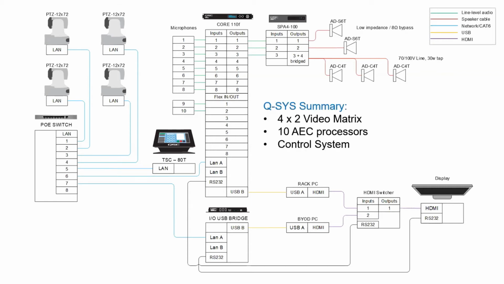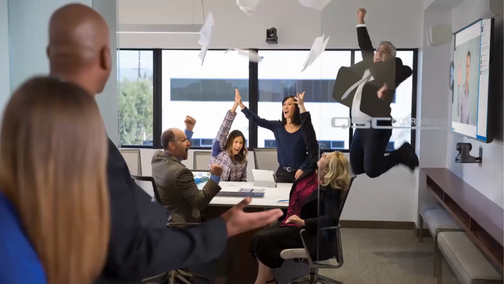So in summary, we've got a 4x2 video matrix. We've got 10 acoustic echo cancellation processors, and then we've got a control system that's available. So client's happy, installation team is happy. This is going to be fairly easy. So let's look at the limitations of the Core 110F.